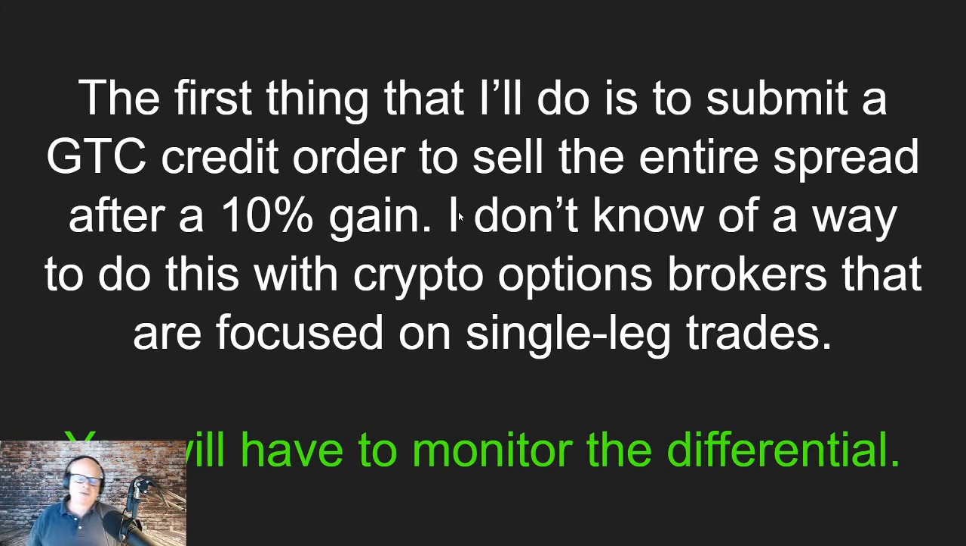And it's relatively easy to do that. So I don't know of a way to do this with the crypto brokers like LedgerX and Deribit. The last time I looked at Deribit, they did not handle complex orders of placing both of them at the same time for a debit. They could have changed, but they don't want U.S. customers, so I don't know. And certainly LedgerX doesn't do that right now.